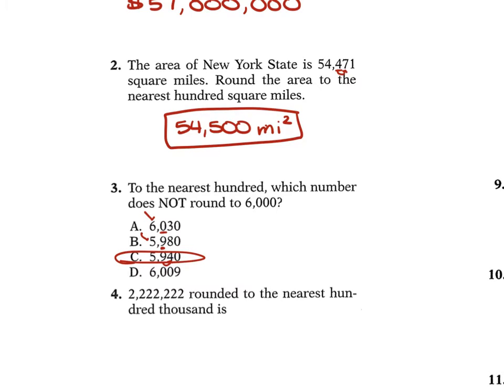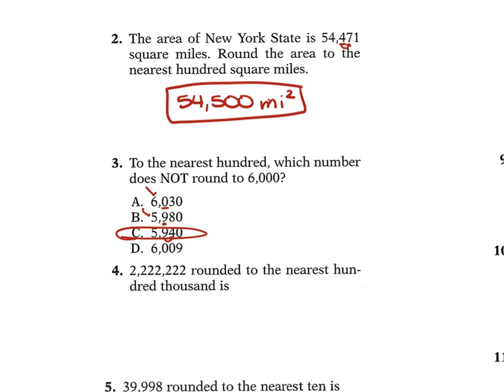For 4, we have 2,222,222. Rounded to the nearest 100 is what? 100 place value is this 2 here. So it's 2,222,200. Oh, this is saying 100,000. I'm sorry. So 100,000 is here. So this is 2,200,000.